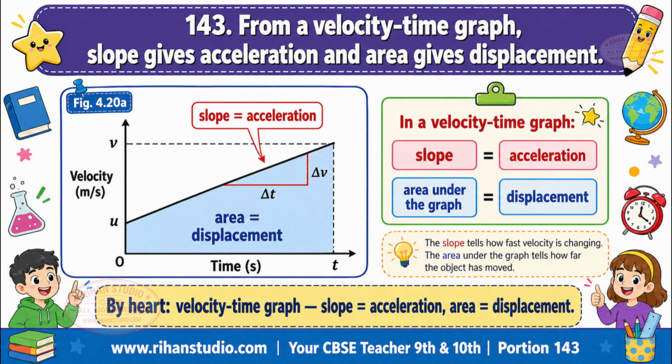A summary to memorize. For a velocity time graph, the slope equals acceleration and the area equals displacement. This one line is very important. By heart, velocity time graph, slope is acceleration, area is displacement.